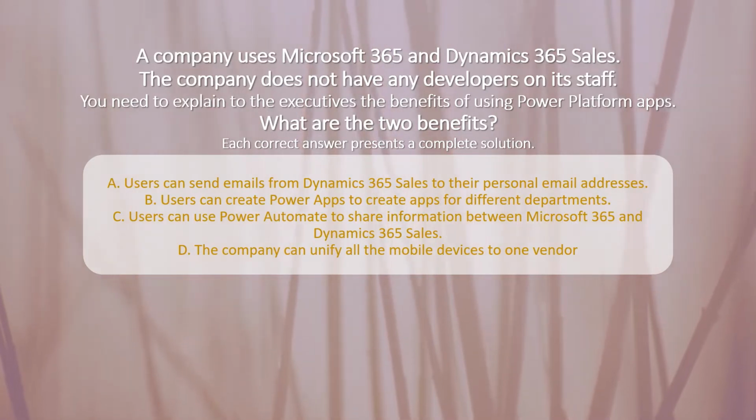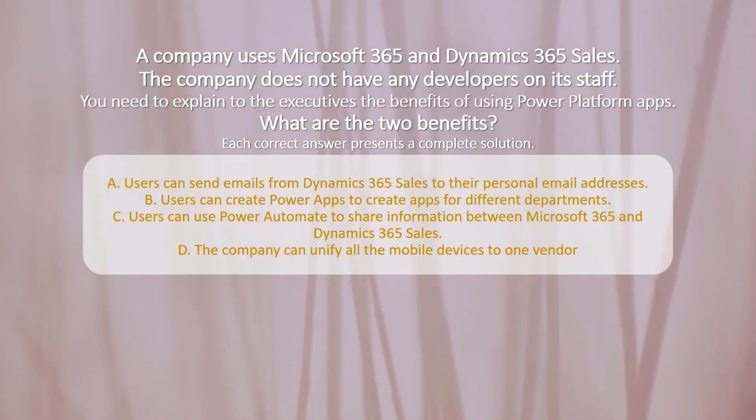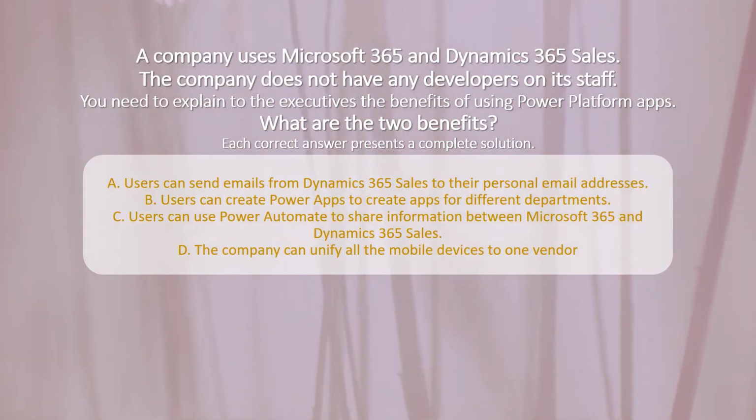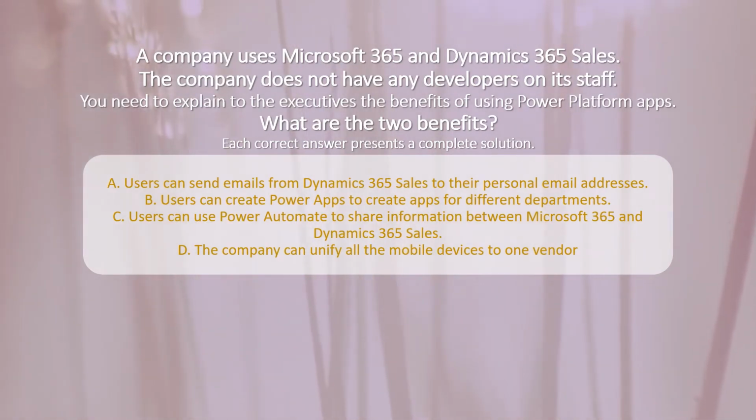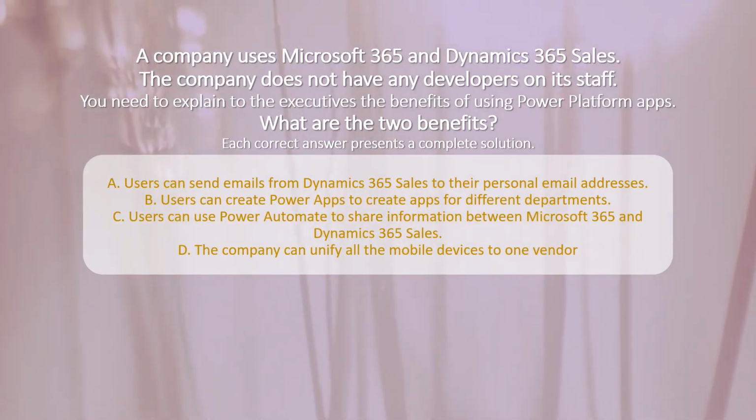A. Users can send emails from Dynamics 365 Sales to their personal email addresses. B. Users can create Power Apps to create apps for different departments. C. Users can use Power Automate to share information between Microsoft 365 and Dynamics 365 Sales. D. The company can unify all the mobile devices to one vendor.